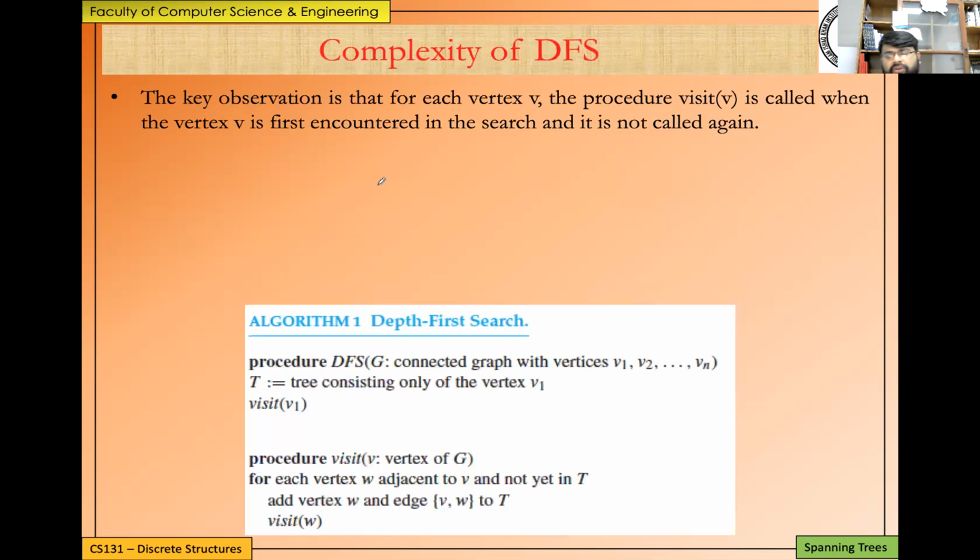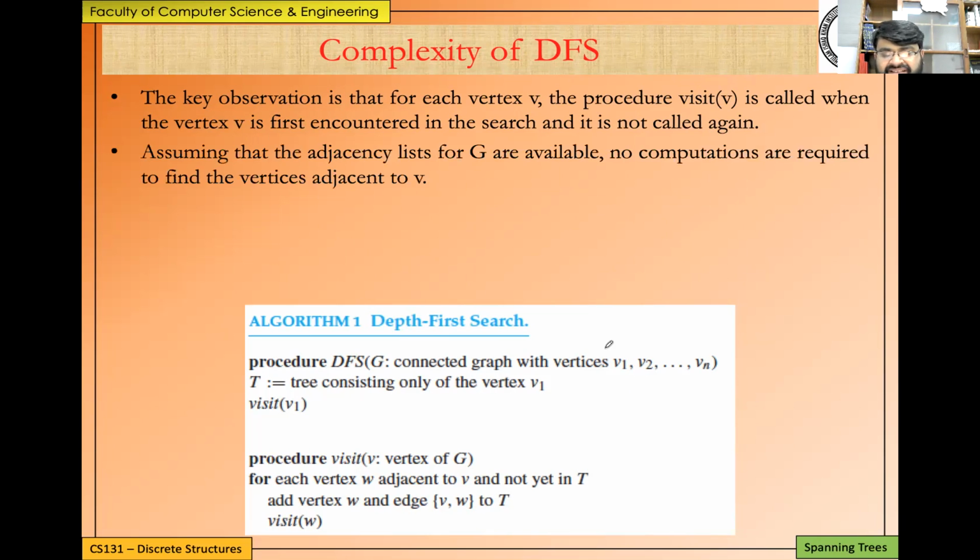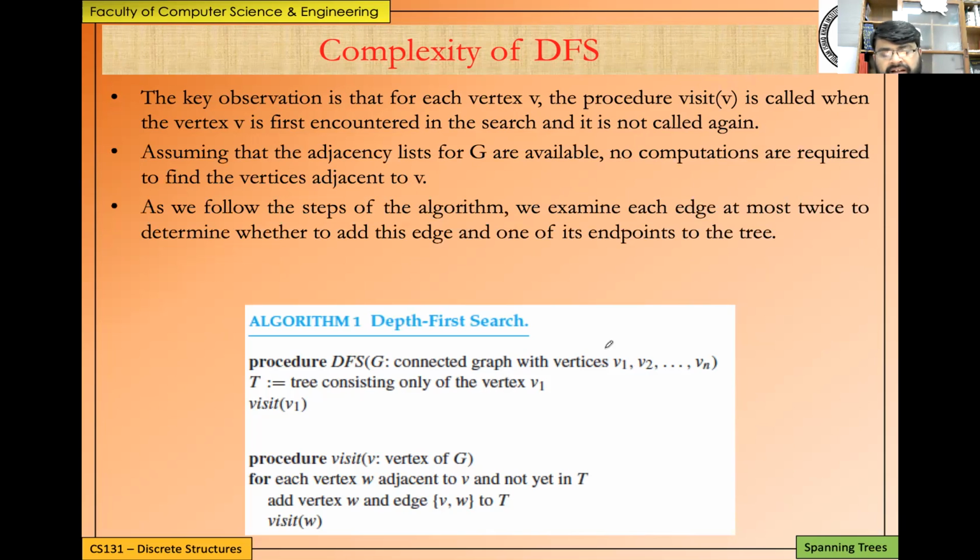So the complexity of DFS, I'm going to explain it now, but I think you'll be able to understand it better once you have gone through chapter 3. The key observation is that for each vertex V, the procedure visit V is called when the vertex V is first encountered in the search and it is not called again. So if something is encountered once, it will not be called again. Assuming that the adjacency lists for G are available, no computations are required to find the vertices adjacent to V.